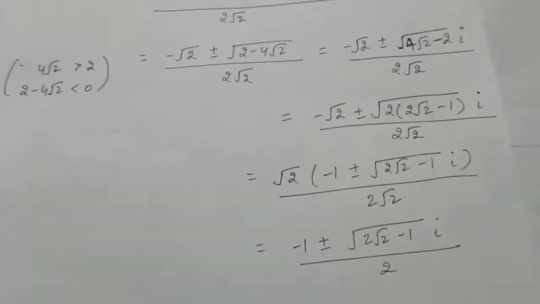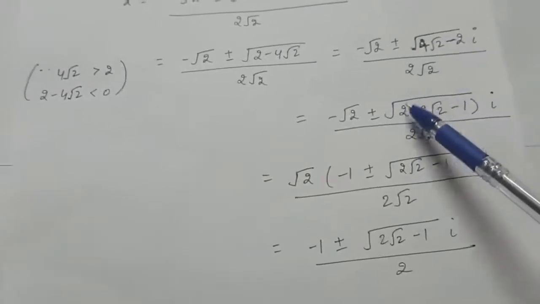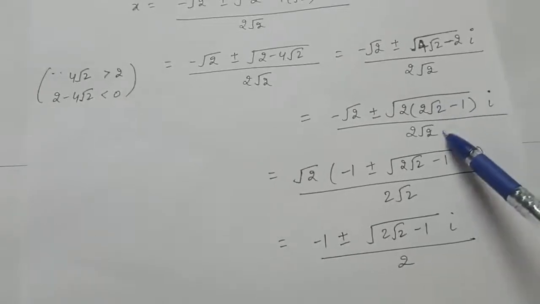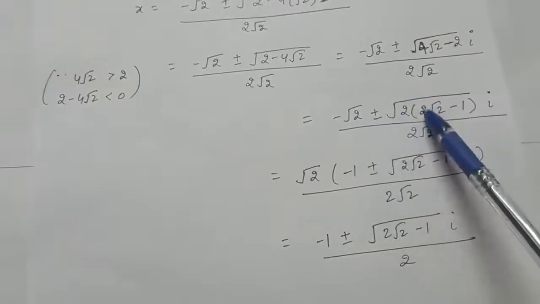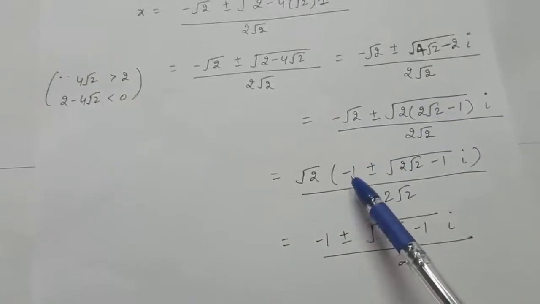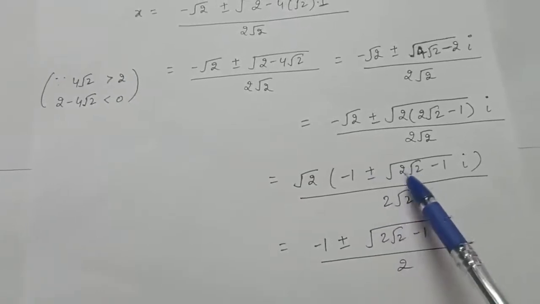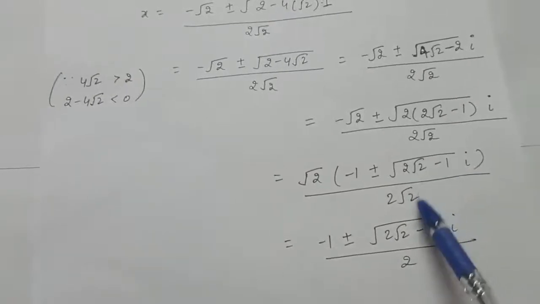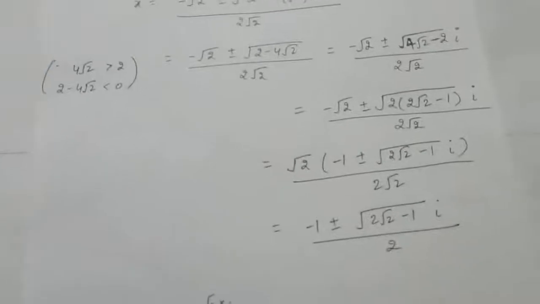Clear? Now see, this is equal to minus root 2 plus minus, you can take 2 common from both the terms. So root 2 into 2 root 2 minus 1 into iota upon 2 root 2. Now take out root 2 common from these two terms. So root 2 inside the bracket you will get minus 1 plus minus root 2 root 2 minus 1 into iota upon 2 root 2. Cancel out this root 2, so you will get this as the answer, right?